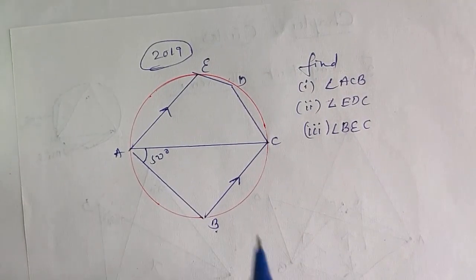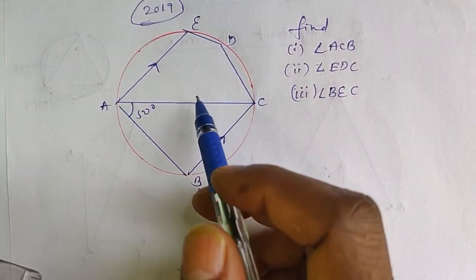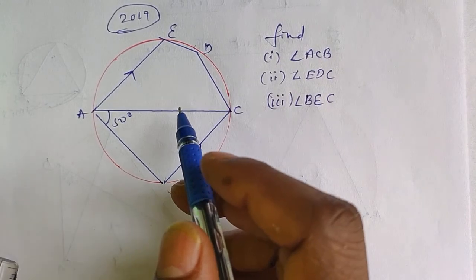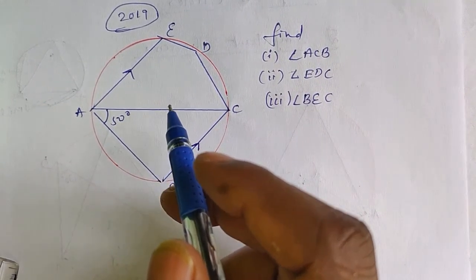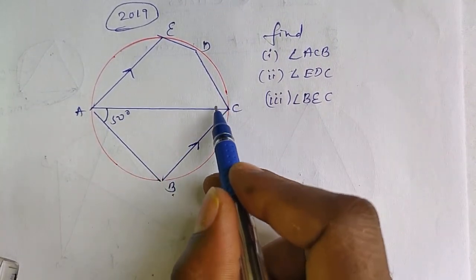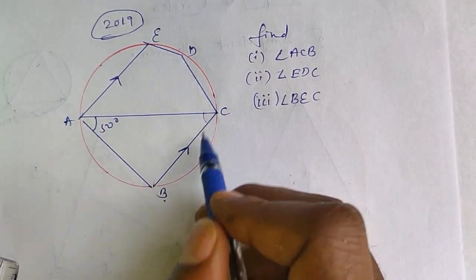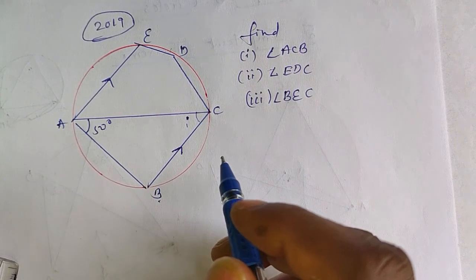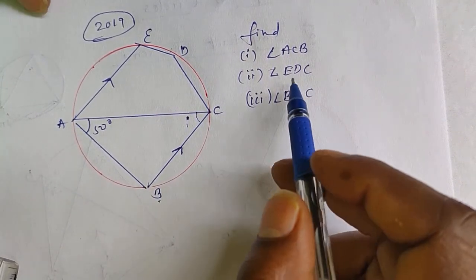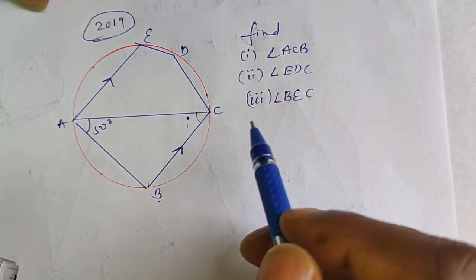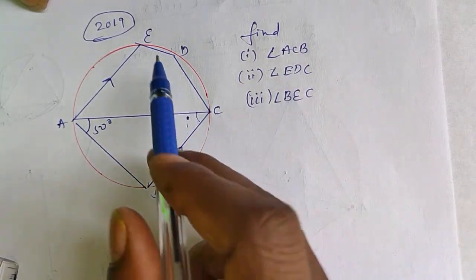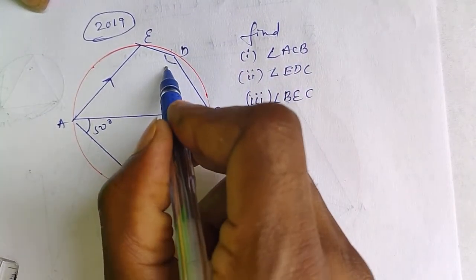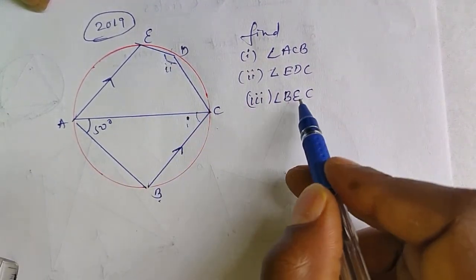So we go to solving this 2019 problem. Find ACB. First, where is ACB? We'll first note it down. This is ACB. Correct? You mark sub question 1: ACB. The second one is EDC. So which is EDC? This is EDC. We'll mark sub question 2.